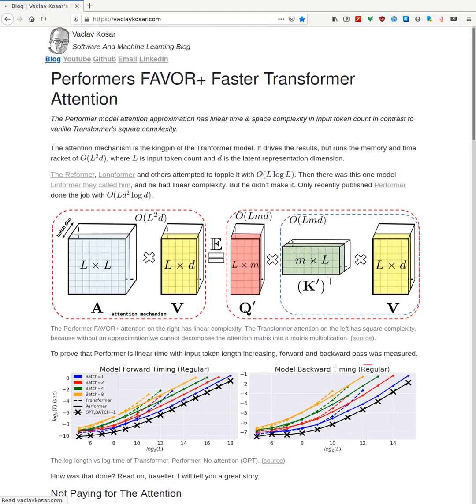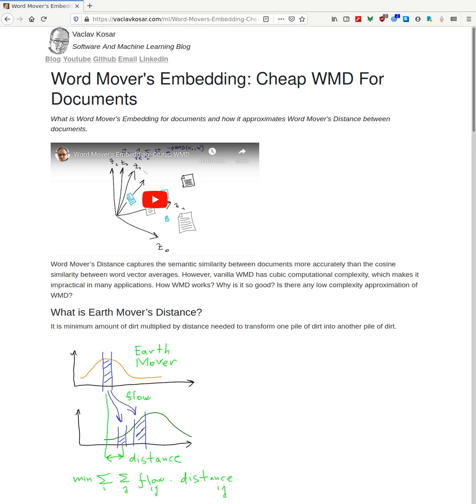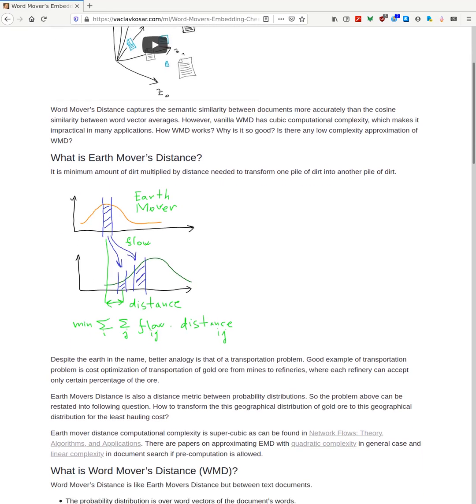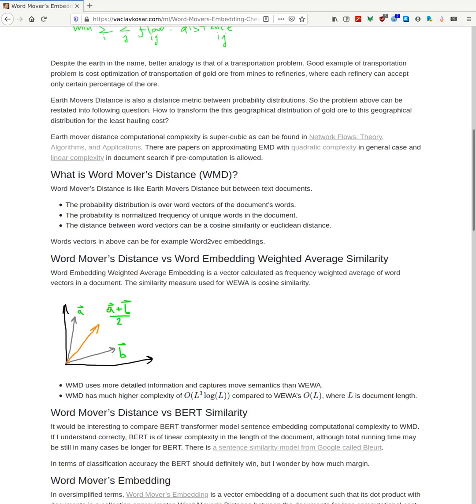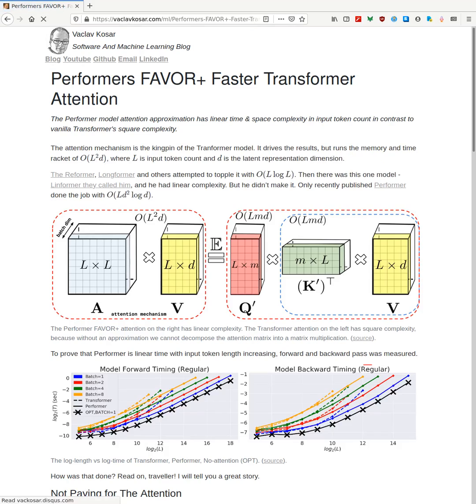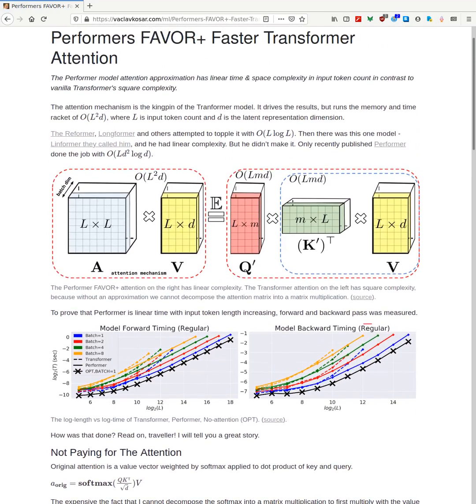So I previously discussed kernel approximations in the case of Word Mover's Embeddings, where we are approximating Word Mover's Distance with kernels. Word Mover's Distance is basically Earth Mover's Distance, but over word embeddings. All right. So there's a page on my blog about this, the things I learned about this approach. So now this kernel approximation is used in transformers. So how is this done, right? A little bit of context first.